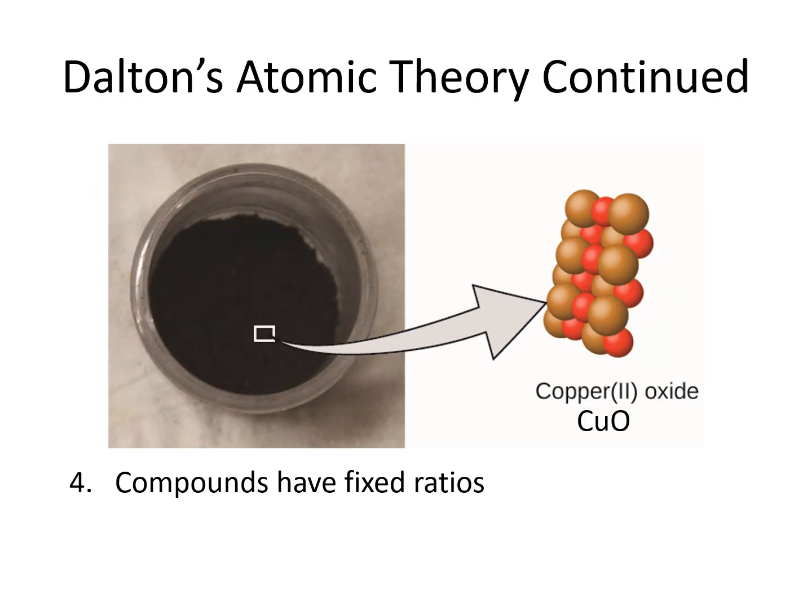Dalton's fourth postulate is that compounds have fixed ratios. For example, there is a compound called copper 2 oxide, which always has a ratio of 1 copper to 1 oxygen. If it had a different ratio, it would be a different compound.